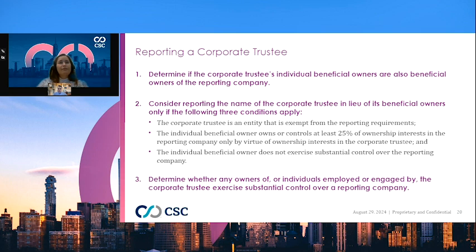In FinCEN's April FAQs, they also included an important answer to reporting obligations in respect of corporate trustees. By corporate trustee, we mean a legal entity rather than an individual that exercises the powers of the trustee. If ownership interests in a reporting company are owned or controlled by a trust with a corporate trustee, the reporting company must determine whether any of the corporate trustee's individual beneficial owners indirectly own or control at least 25% of the ownership interests of a reporting company through their ownership interests in the corporate trustee. In other words, look through the corporate structure of the corporate trustee.